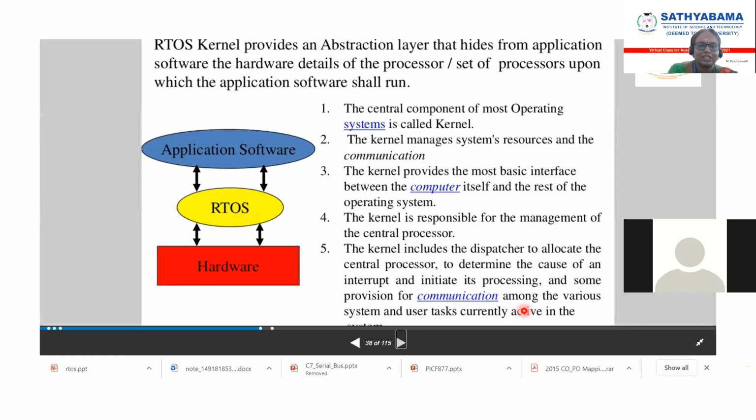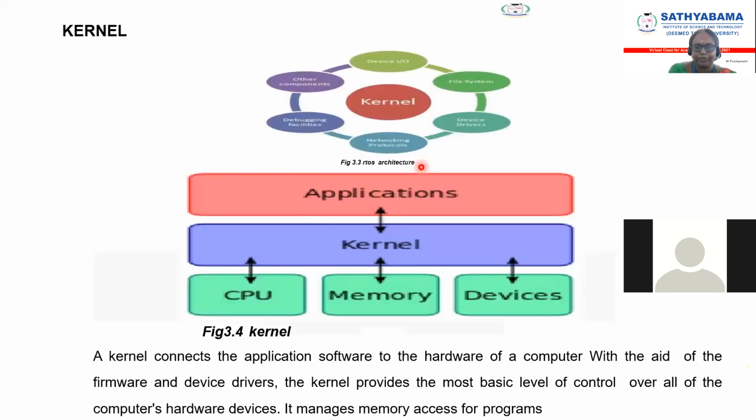Are you clear? So it is the same concept: the kernel will do all management, it will do all communication, and it will initiate the RTOS. It is the central component of the operating system, and it links the hardware as well as the application software. I told you the same figure, and what the kernel is doing: device IO, file system, device drivers, networking protocol, debugging facilities and other components. Device IO means device input output.